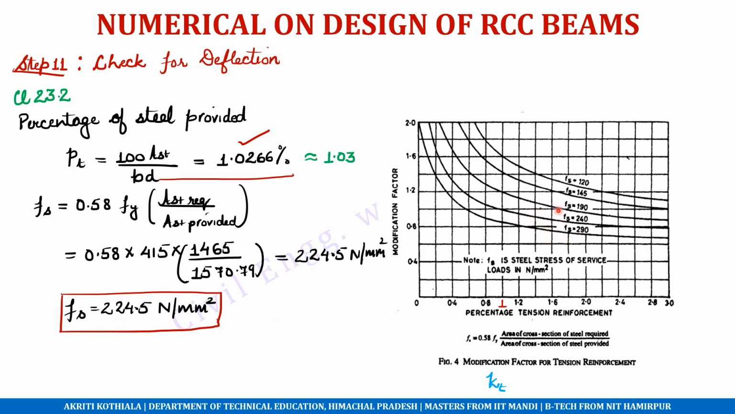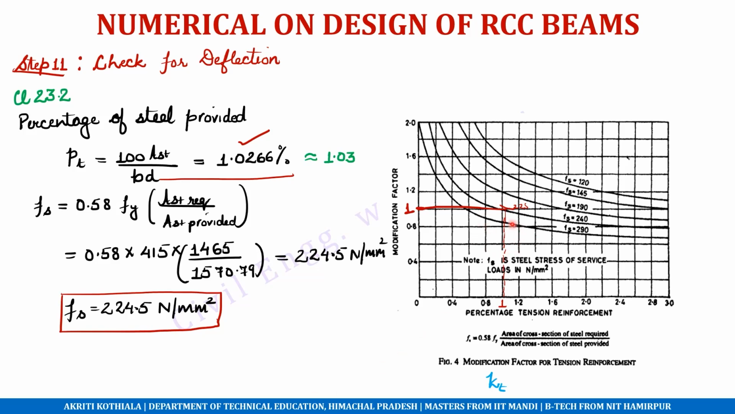Now, these lines are representing the values of fs. We fall somewhere between fs equal to 190 and fs equal to 240. So, drawing a line corresponding to 1.03 or just 1, somewhere here the line for fs 225 will lie. So the corresponding value of the modification factor is approximately equal to 1.